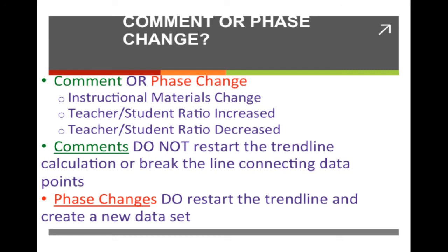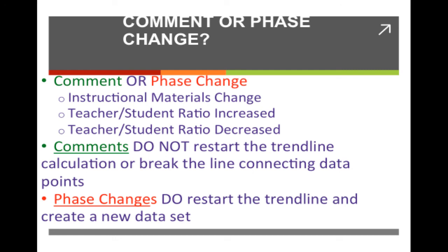You would make a comment when you want to make a note about the student's program to assist in data analysis, but you are not viewing it as a phase change. Remember, a phase change is a significant change in instructional materials, procedures, strategies, teacher and student ratio, or time made for the purpose of increasing the student's rate of progress. The comment line does not restart the trend line calculation or break the line connecting the data points.